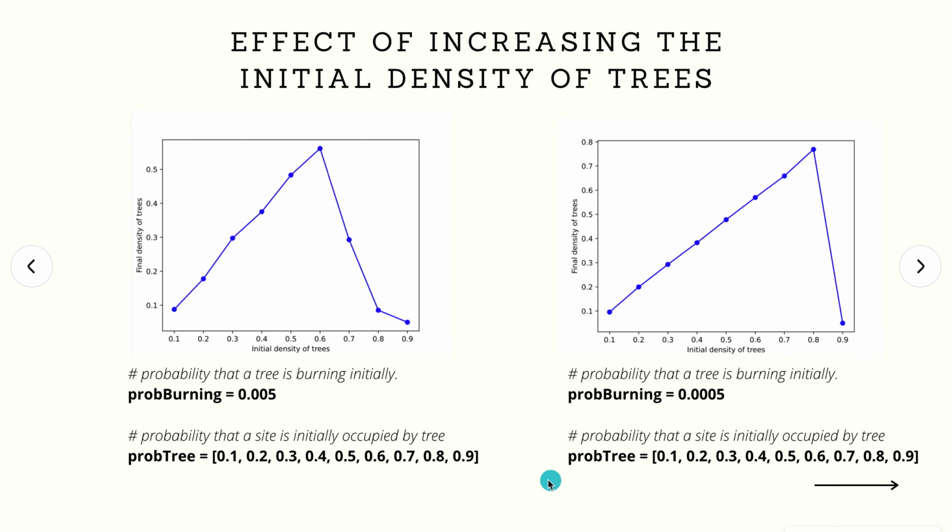This can be explained by saying that a lesser fraction of the trees is burning initially, and hence it takes very long, or sometimes it won't even completely wipe out, so a lot of the forest will not wipe out. In this case, since the probability of burning is a little bit more, the tipping point is earlier, and after the initial density of trees being 0.6 or more, we can see that a lot of the forest gets wiped out. Whereas here, you need more initial number of trees for it to wipe out.